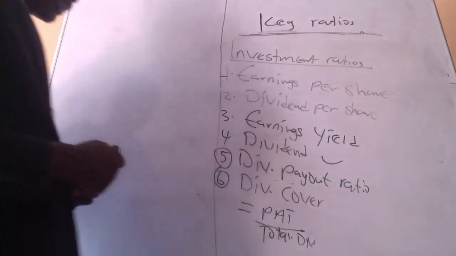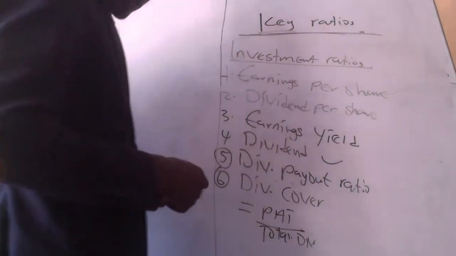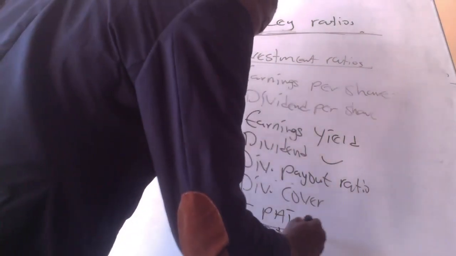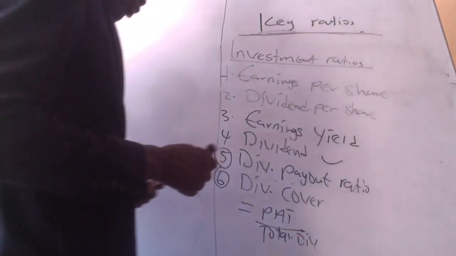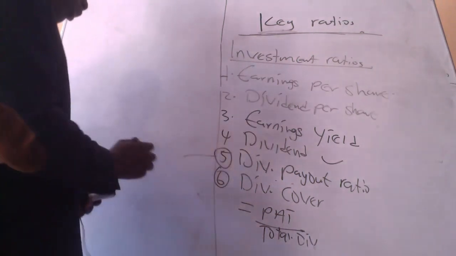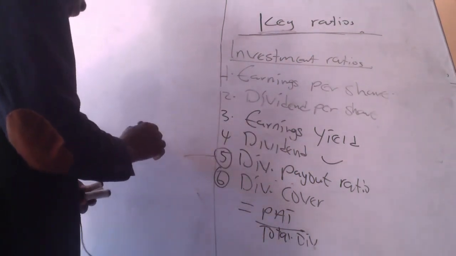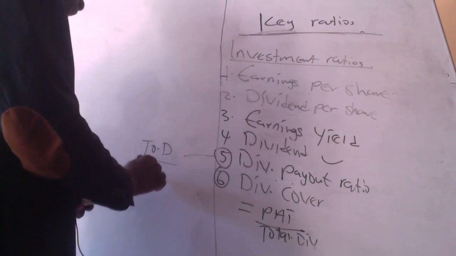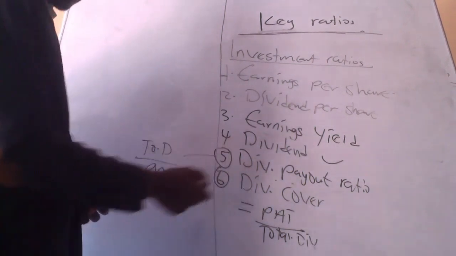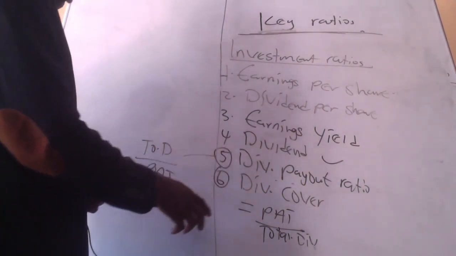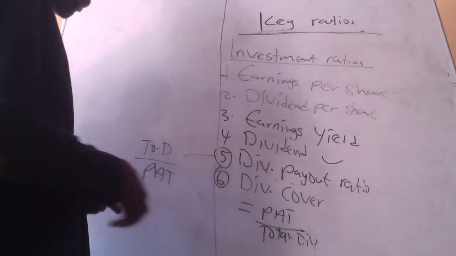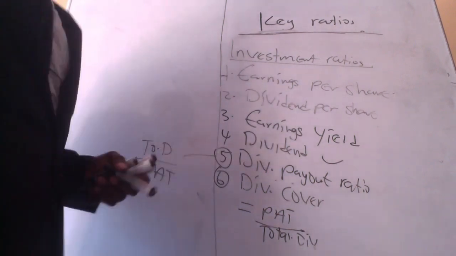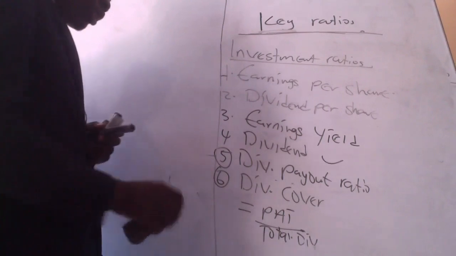We don't multiply by anything. The answer is in times. So take note for me. The answer is in times. Now, you have seen that payout ratio is the total dividend over the profit after tax. So the inverse of the payout ratio is the dividend cover. So take note for me. Good. So that's the dividend cover.